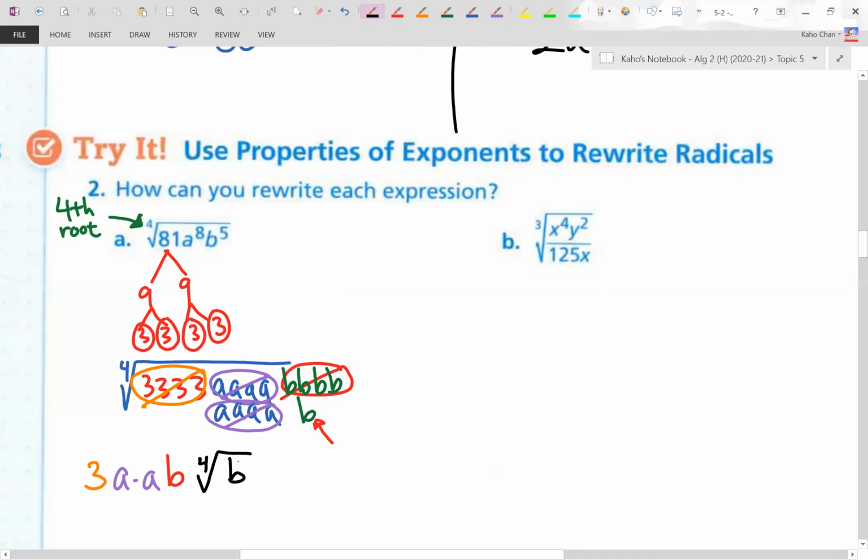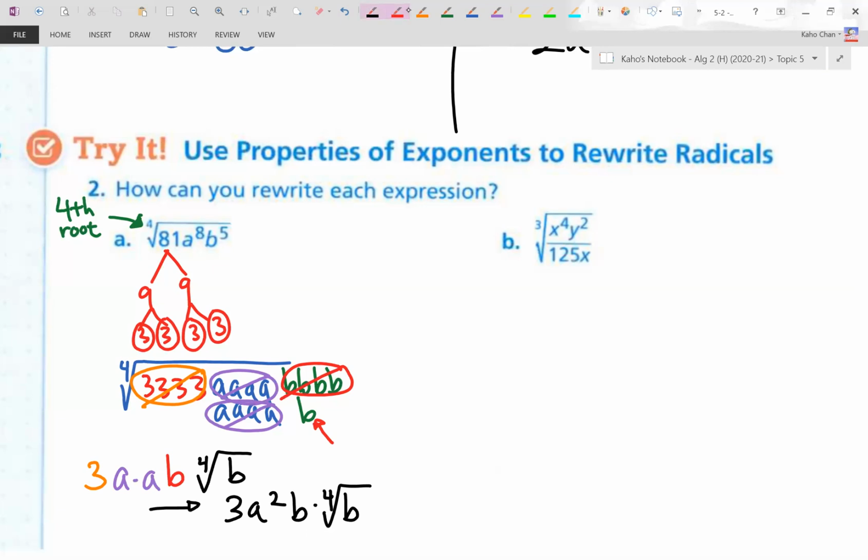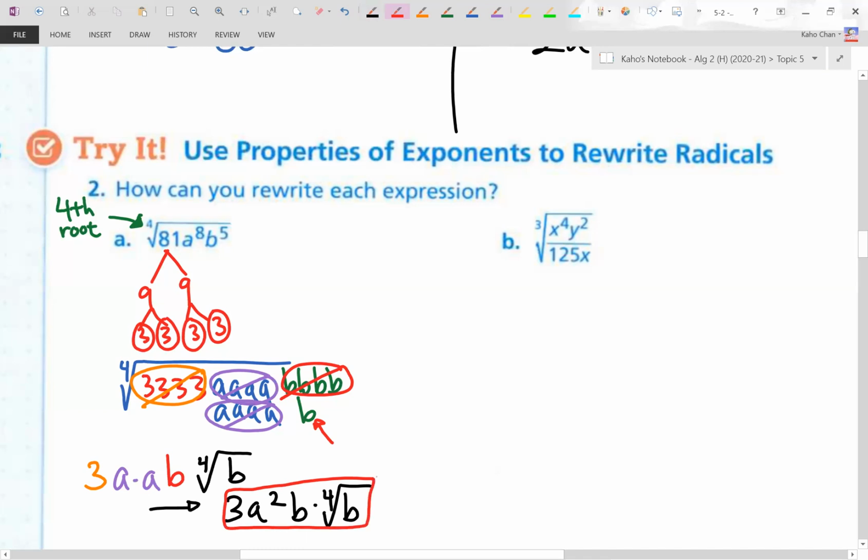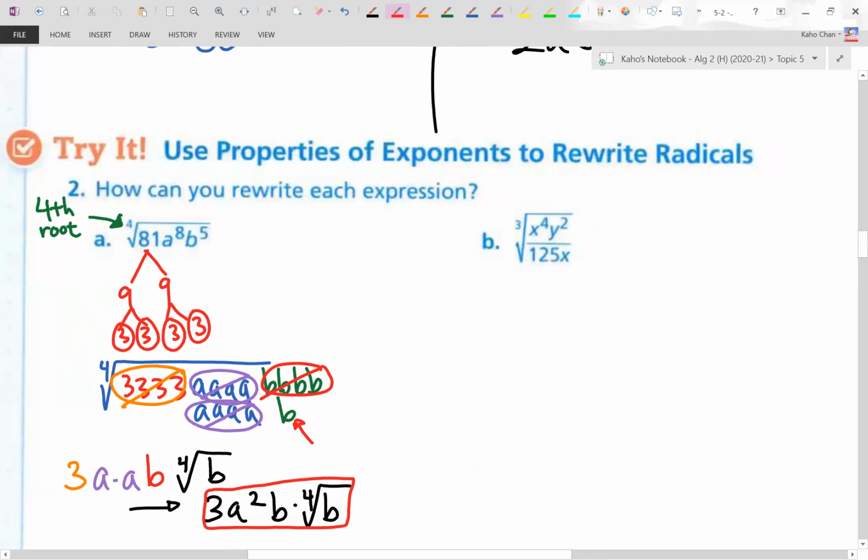So my final answer is 3a squared b times the fourth root of b. That's how you say that. Okay, not too bad at all. Woo! A lot of manual work, and that's what is required sometimes. Sometimes you don't just see it right away.